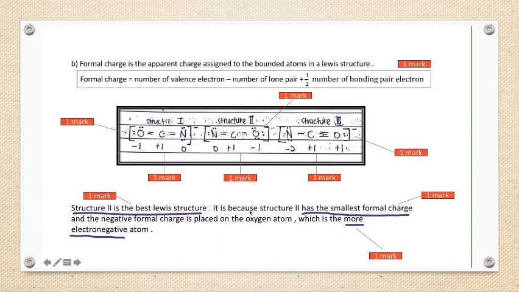So after stating the reasons for the Lewis structure that we have chosen, we then explain the reason, which is the more electronegative atom. So 1 mark is given for the reason and the explanation of the reason.